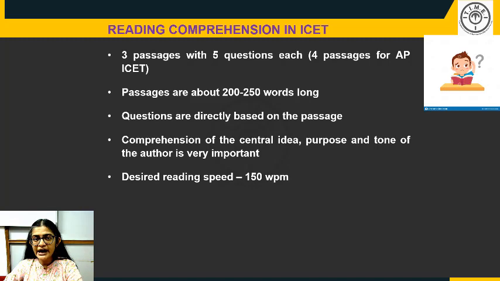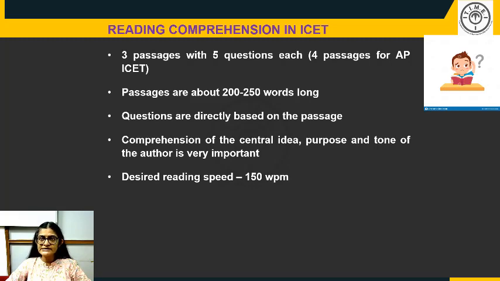Let us take a look at the reading comprehension section in ISET. In TS-ICET, we have 3 passages with 5 questions each, and in AP-ICET, it is 4 passages with 5 questions each. Of course, this number may change at any time, but this is the broad pattern. Okay. Typically, the reading comprehension passages that occur in ISET are 200 to 250 words long.